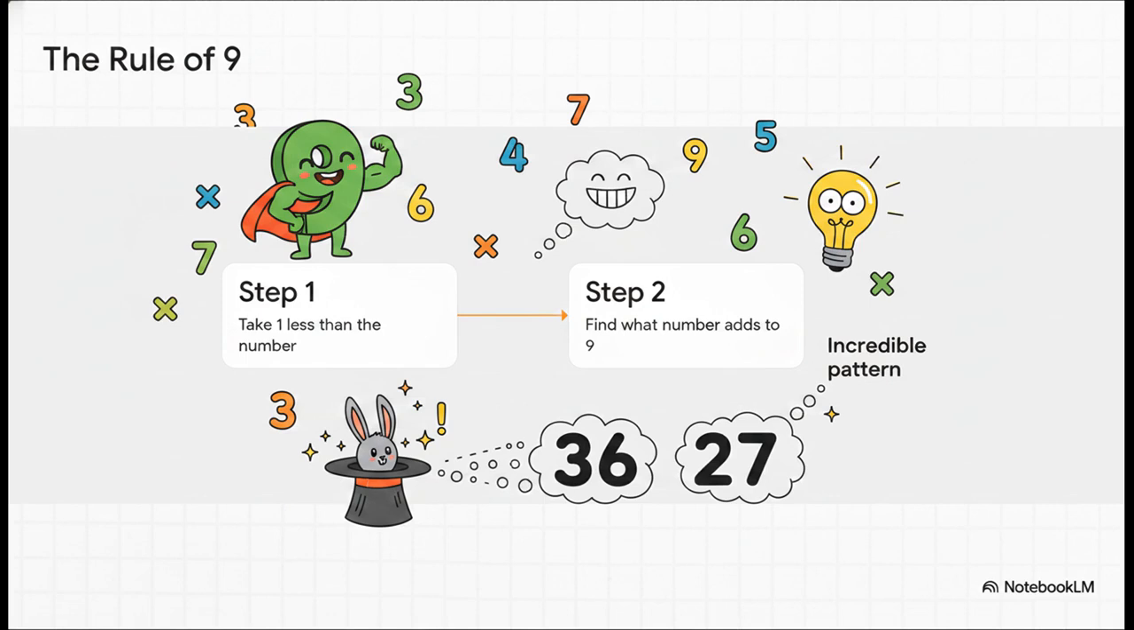Let's solve 4 times 9. Step 1, take 1 less than 4 to get your first digit, which is 3. Got it? Okay, step 2, ask yourself 3 plus what equals 9? Well, the answer to that is 6. Push those together and it magically gives you 36. Let's do another one. If it was 3 times 9, 1 less is 2, and 2 plus 7 is 9, giving you 27. I mean, what an absolutely incredible pattern, right?